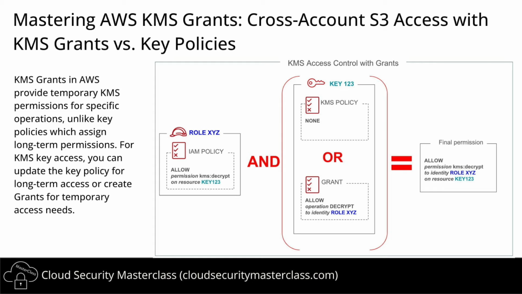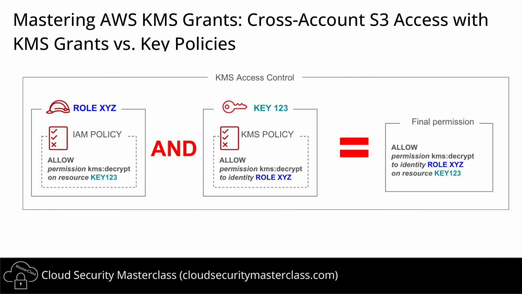Grants are a temporary mechanism to provide key permissions to AWS identity. This is in contrast to KMS key policies, which are meant to be more of a long-term measure. So when you're assigning permissions to an AWS KMS key, always keep in mind that there are two ways of doing it. One, via KMS key policies, and two, via KMS grants. To dig further into KMS grants, let's take a look at the KMS access control model first, and then see how this model changes when grants are being used.